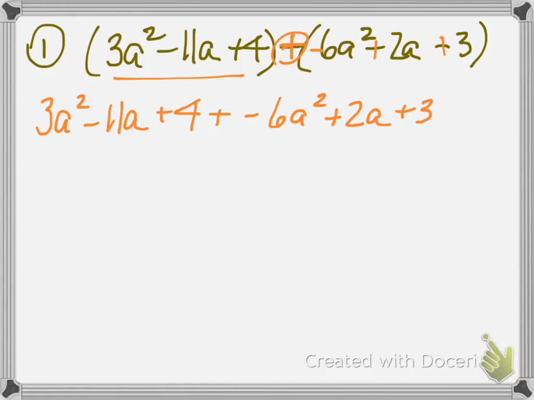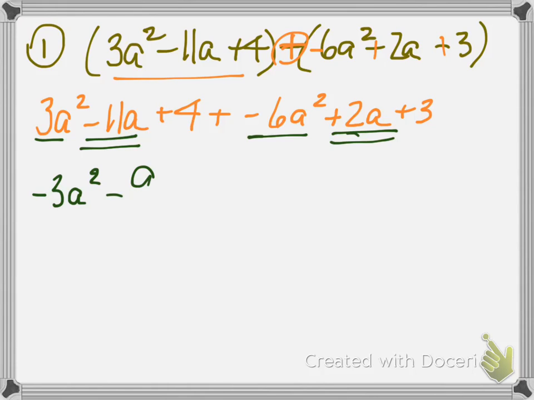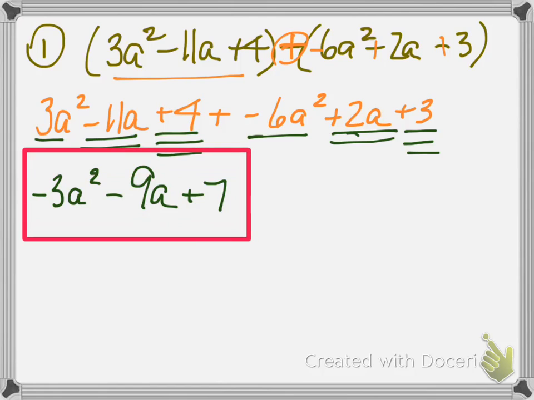So looking for like terms, 3a squared and negative 6a squared makes negative 3a squared. Negative 11a and positive 2a makes negative 9a. And positive 4 and positive 3 make positive 7. So there's number 1.